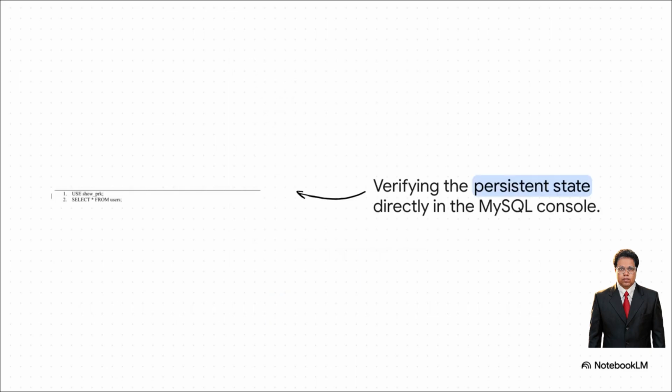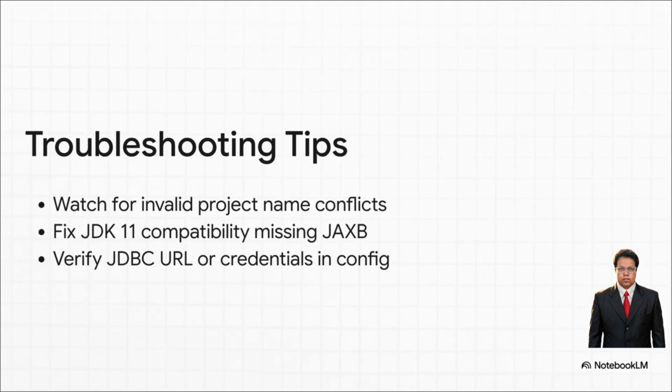And just to be absolutely sure, if we query the MySQL console directly, it proves that our Java app successfully manipulated the database state. Our final persistent records are sitting right there exactly where they should be in the show_PRK database. Now, if you're doing this in the lab and you hit a wall, maybe connection pool failures or mapping errors, take a deep breath.